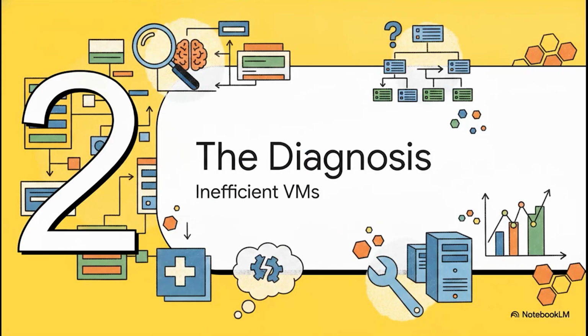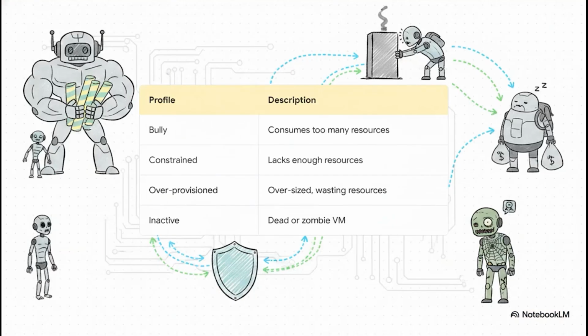Moving right along to Section 2, the diagnosis, identifying inefficient VMs. I need you to pay super close attention here because we're about to look at the specific afflictions a virtual machine can actually suffer from. The exam is absolutely going to throw VM metrics at you and expect you to accurately diagnose the problem using one of these 4 profiles. So let's walk through them smoothly.